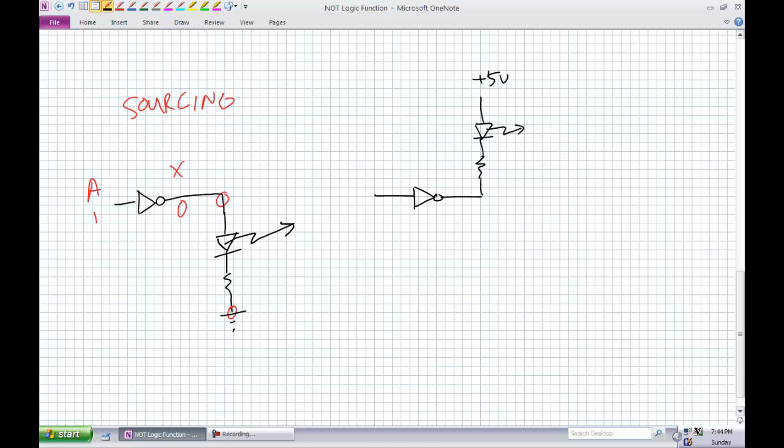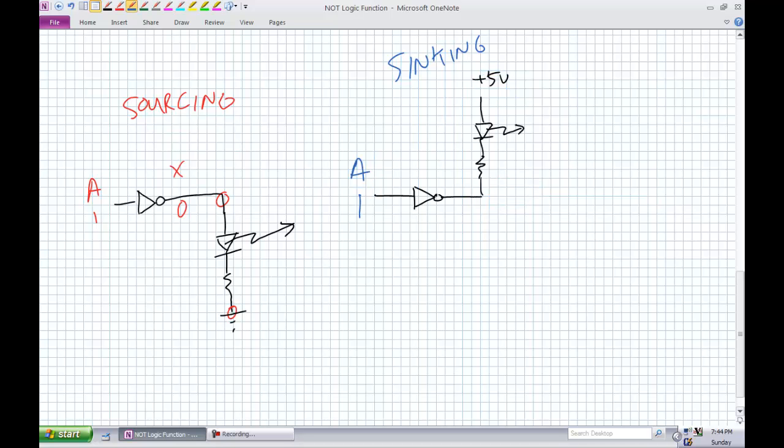So that was our sourcing relationships. Syncing. I've got A and I've got X. Let's say A is a 0. X is the inversion of A. It's a 1, plus 5 volts. Plus 5 volts on this side of the LED, plus 5 volts on that side of the LED. Is there a potential difference? The answer is no. It doesn't light up. So when A is a 0, it does not light up in a syncing relationship. X is a 1, it does not light up in a syncing relationship.